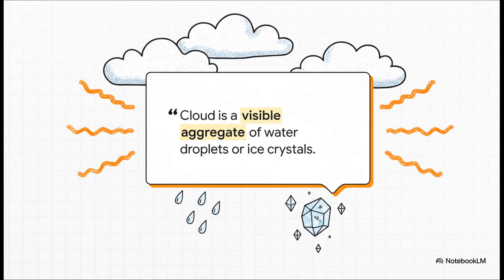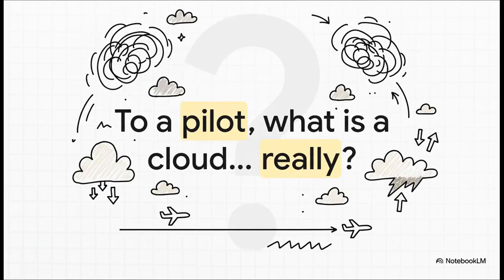So let's start with the official by-the-book definition from the flight training manual. It's very scientific, right? A cloud is just a bunch of water or ice floating in the air, and we can see it because it reflects light. Simple enough. But that definition doesn't really tell you the whole story, does it? It doesn't tell you about turbulence or about the air's stability or what the atmosphere is actually doing up there. So, for someone whose life literally depends on understanding the sky, what is a cloud really? That's the question we're going to dig into.